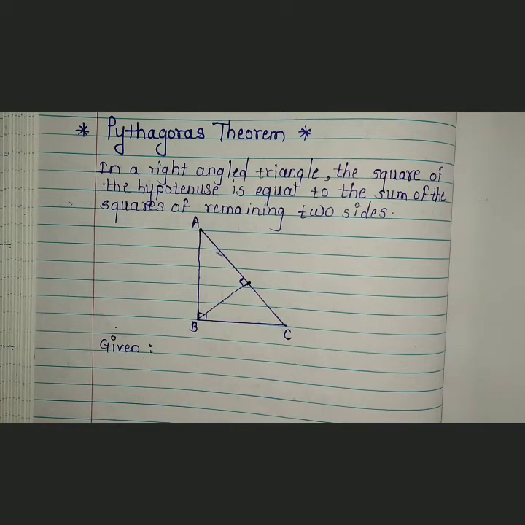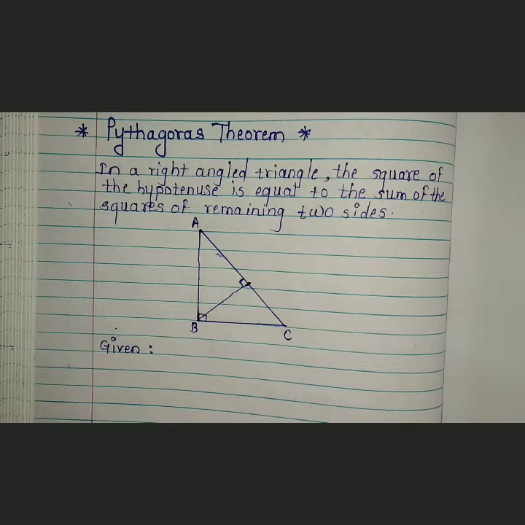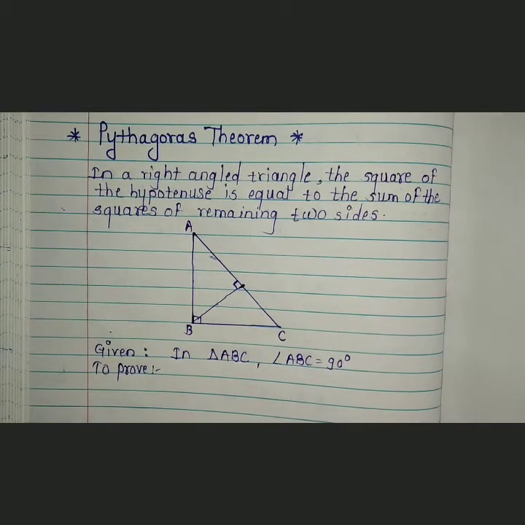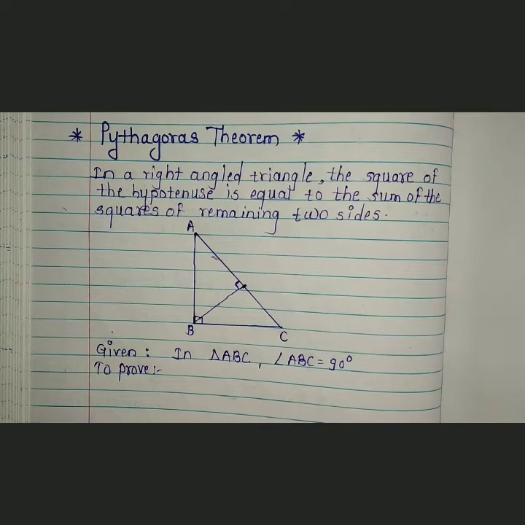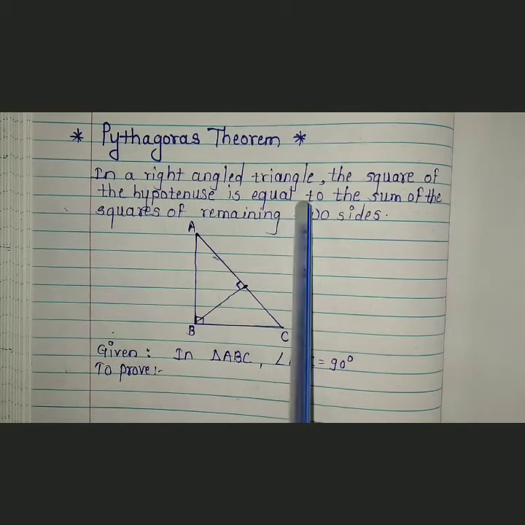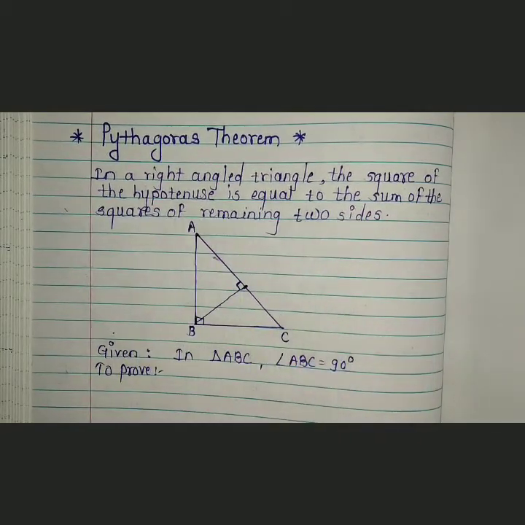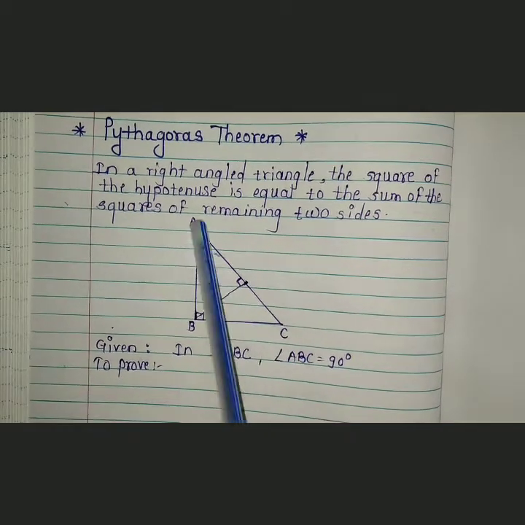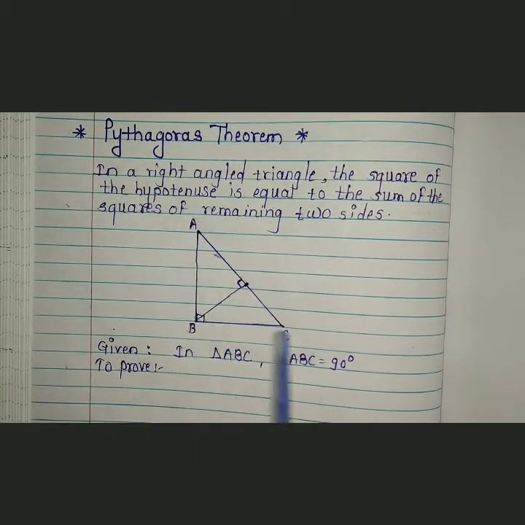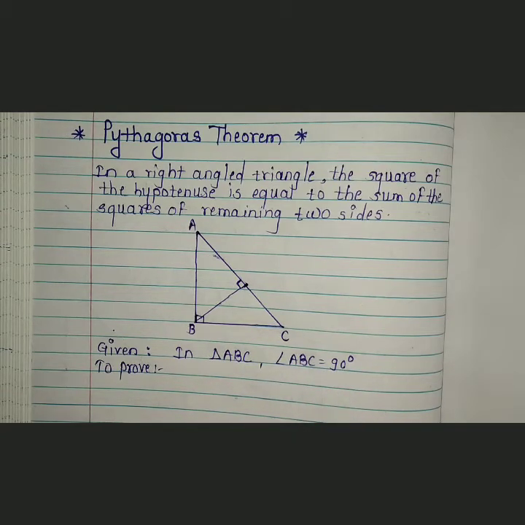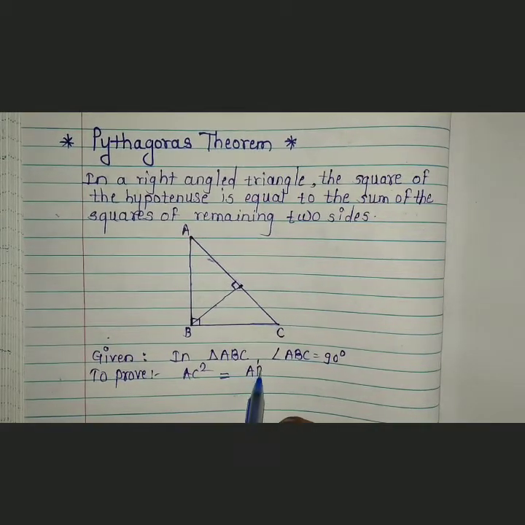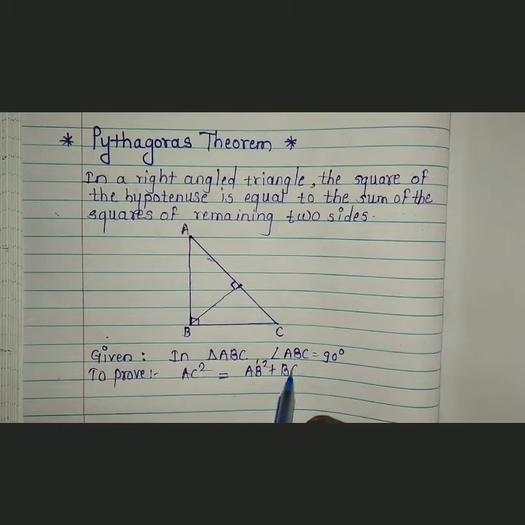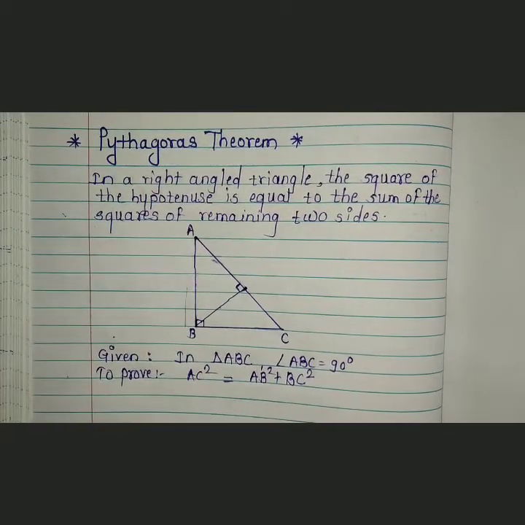Now what is the given? Here given is triangle ABC is a right angle triangle. Therefore, given in triangle ABC, angle ABC is equal to 90 degrees. And what to prove? The square of the hypotenuse is equal to the sum of the squares of the remaining two sides. AC is the hypotenuse and the remaining two sides are AB and BC. Therefore, to prove: AC square is equal to AB square plus BC square.